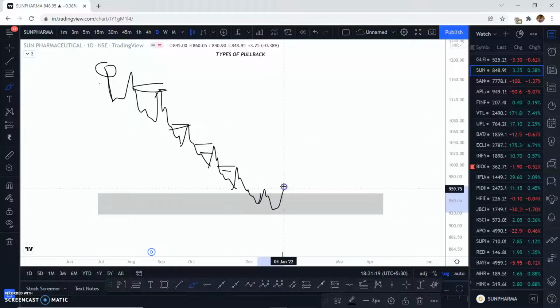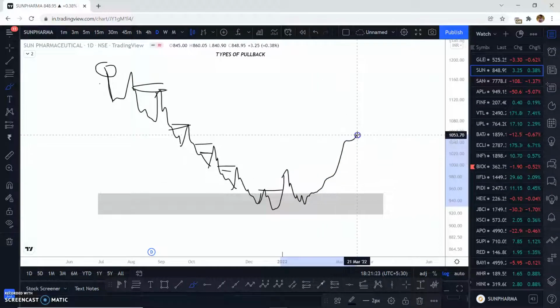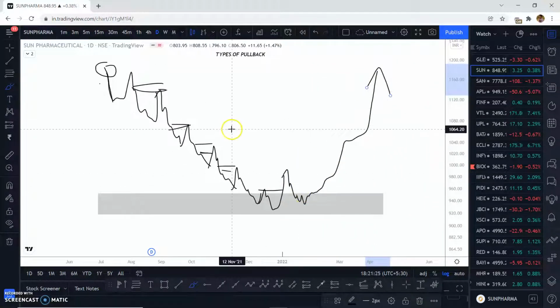This means that whenever you see a structure break and pullback, this is where I will start looking for my longs, and the price will have least resistance because all the supply has been tested. So there is no reason for the price to resist at all. There's no reason for the price to give me any resistance. Always keep this in mind. It is very important. All right.